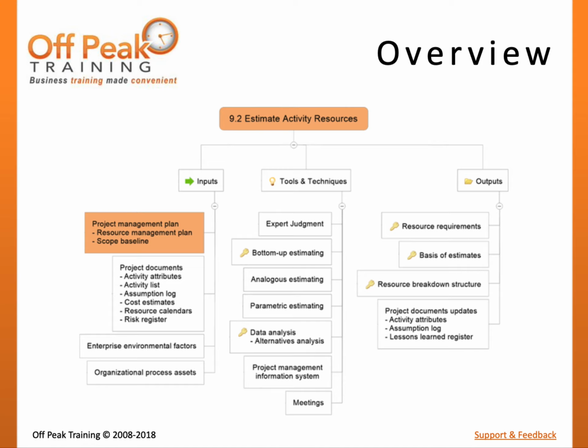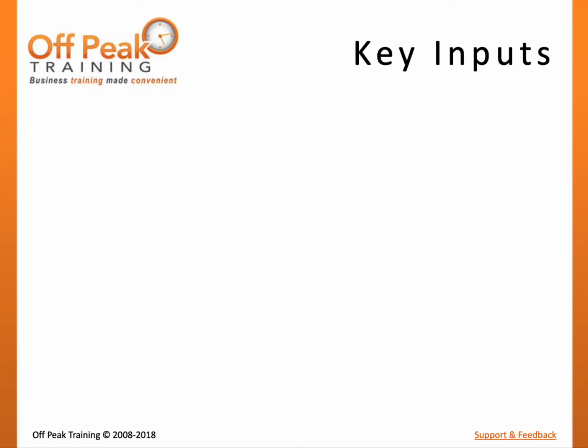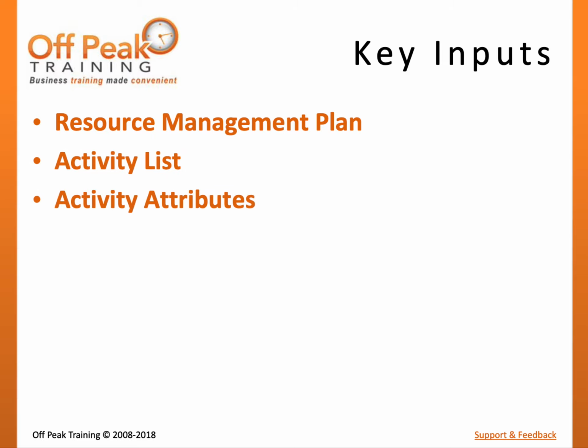The PMBOK guide defines several key inputs to the Estimate Activity Resources process. The Resource Management Plan defines when and how resource requirements will be met. The activity list and activity attributes provide the level of detail required to estimate resource requirements for the schedule activities of the project. Resource calendars document the working days and non-working days for project resources.